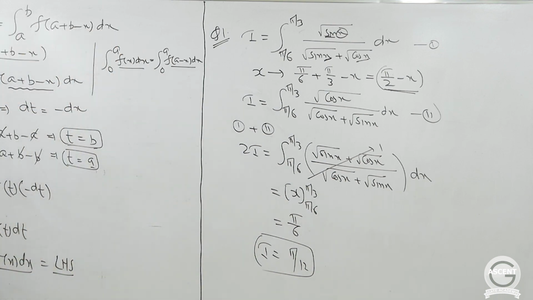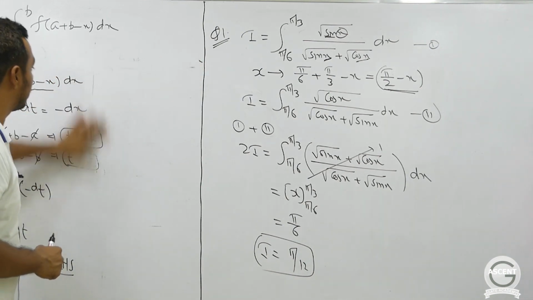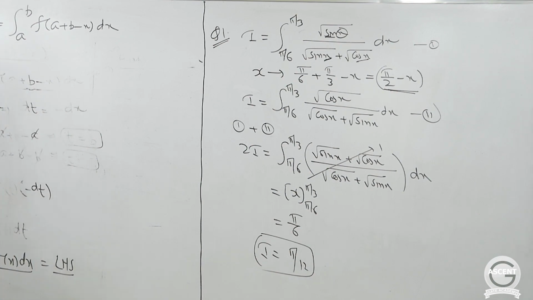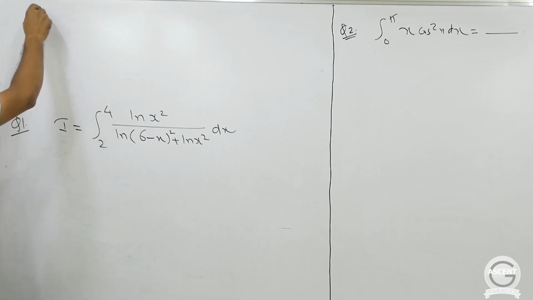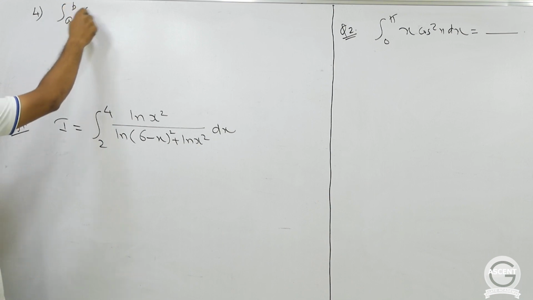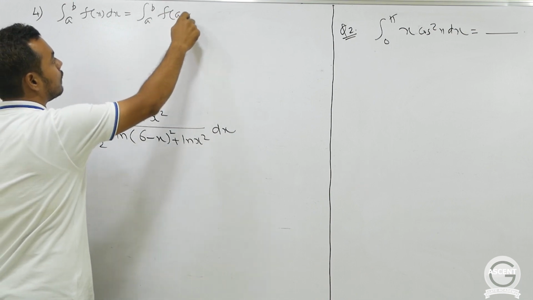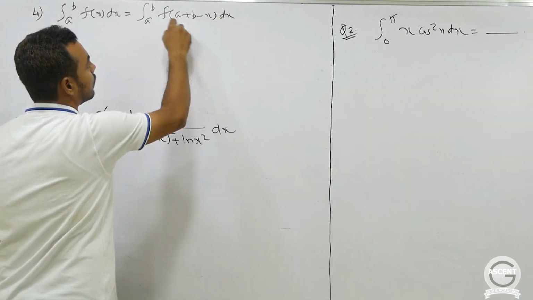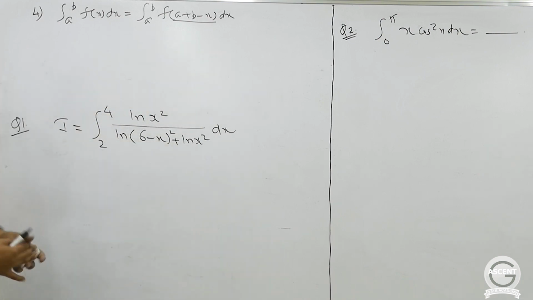Now there is one standard result which you can use for evaluating these types of integrals. So the result is something like this. Suppose I have this integral. There is an important result based on the fourth property that we had just learned. This fourth property was integration a to b f(x) dx is integration a to b f(a plus b minus x) dx. We can replace this x by a plus b minus x, and still the value of this definite integral will remain the same.